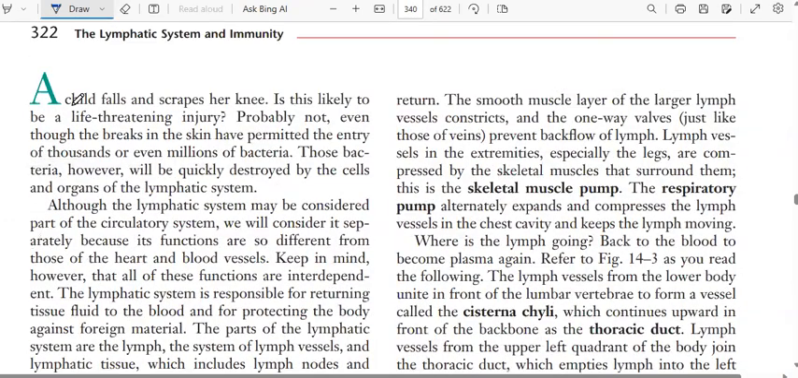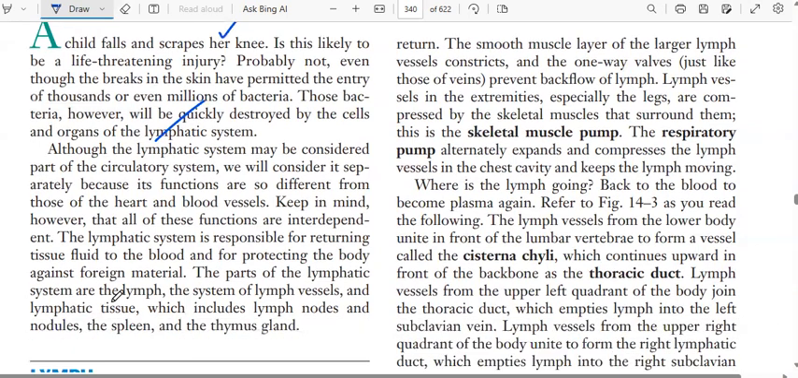Each child falls and scrapes her knee. Is this likely to be a life-threatening injury? Probably not, even though the breaks in the skin have permitted the entry of thousands or even millions of bacteria. Those bacteria, however, will be quickly destroyed by the cells and organs of the lymphatic system. Although the lymphatic system may be considered part of the circulatory system, we will consider it separately because its functions are so different from those of the heart and blood vessels.